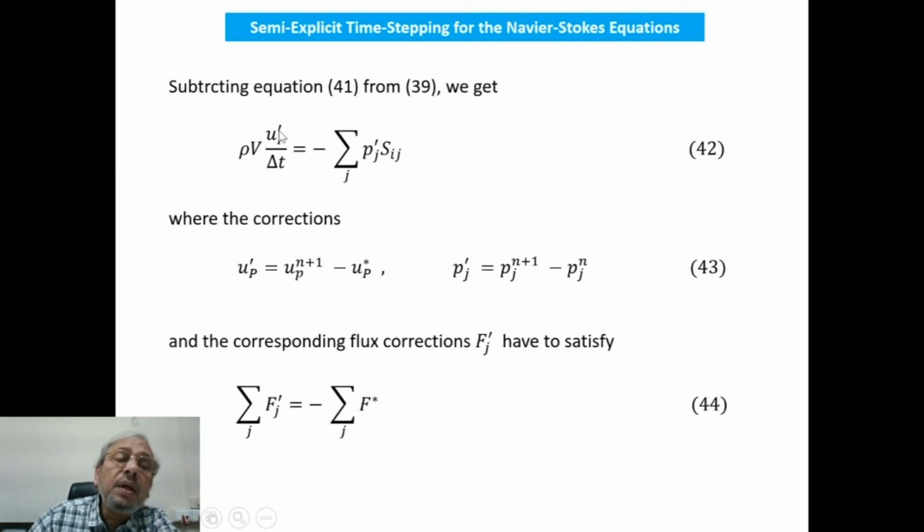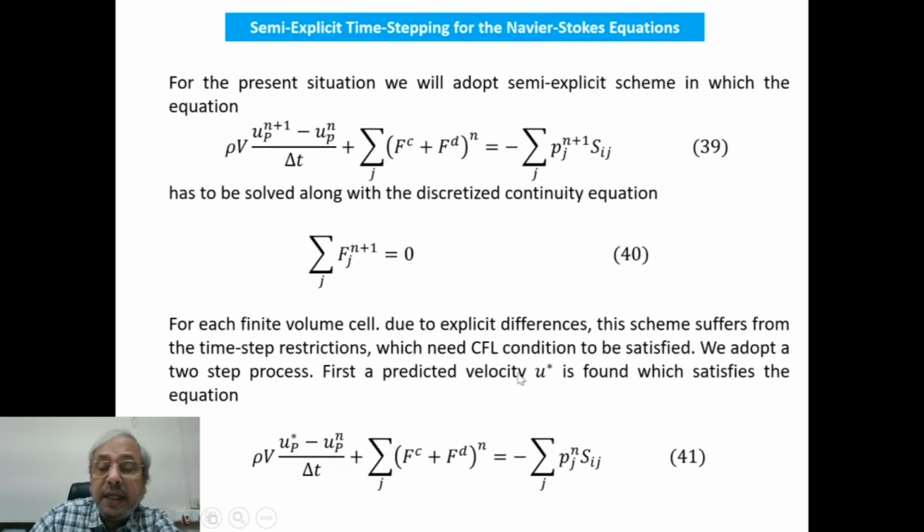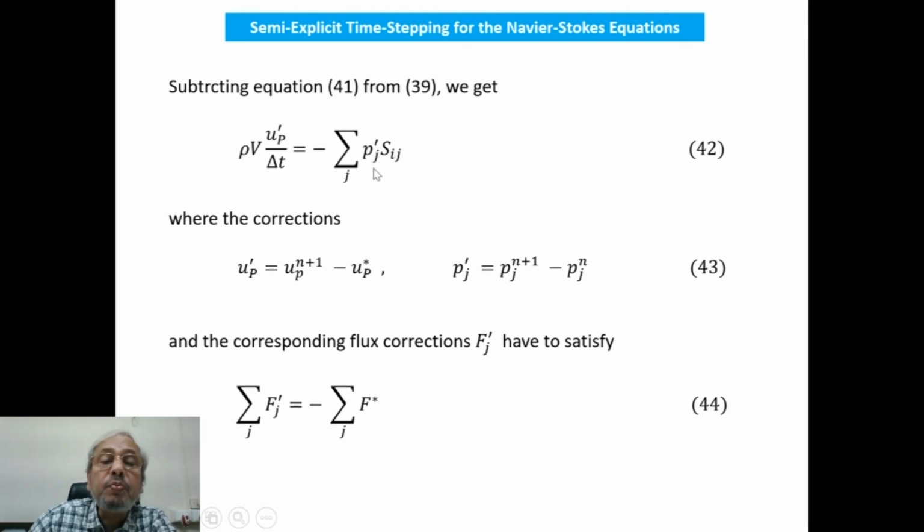We could have called it UP correction as we have done in the SIMPLE and MAC algorithm. But here the meaning is the same, this prime has been used. Minus Pj prime Sij. Again it is the same. Pj prime means Pj n plus 1 minus Pj n. So this difference in pressure is Pj prime, summation over all surfaces.